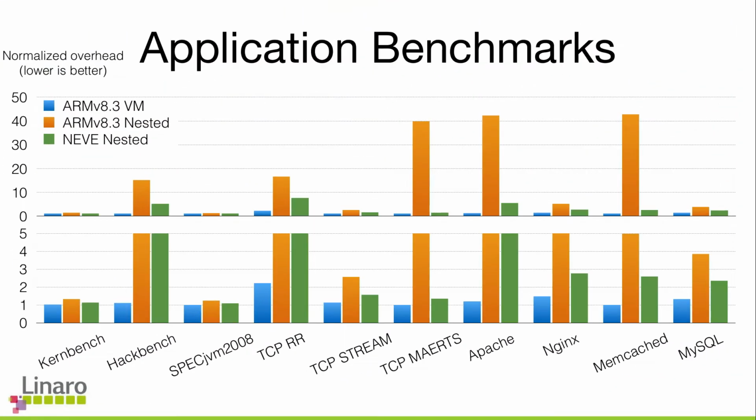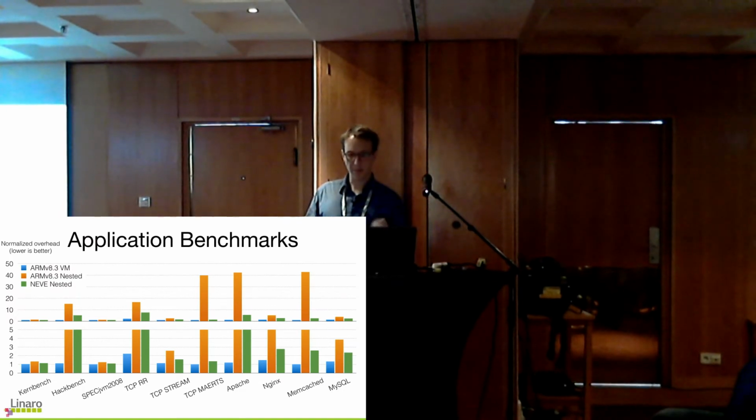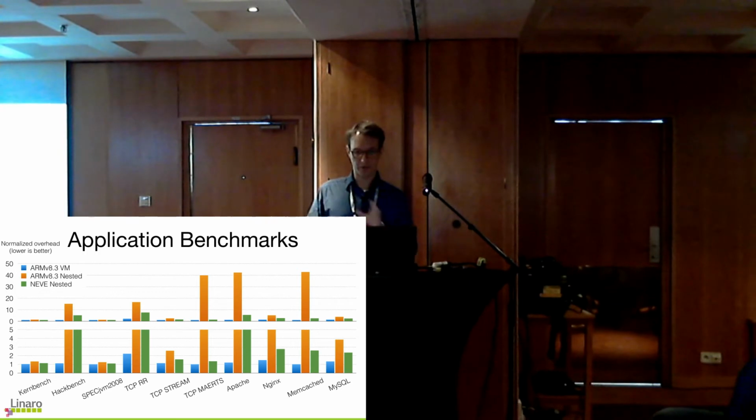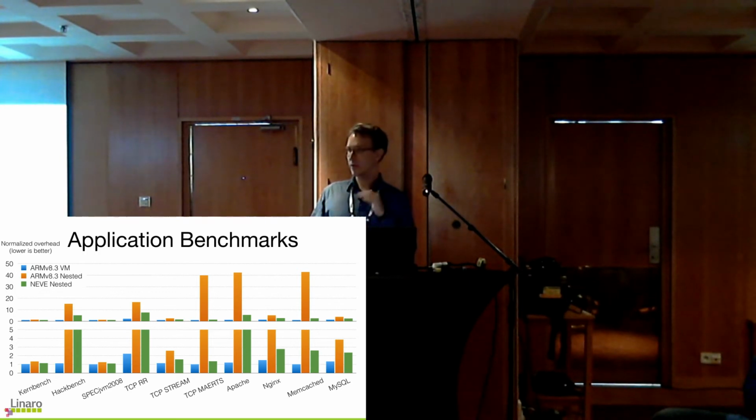So this is pretty much the same graph that I showed you briefly before, but here we have the green bars, which are our nested results. So the blue again is VM, and the orange is nested. And this shows, like this morning, overhead normalized to 1 for native performance. So lower here is less overhead and better.